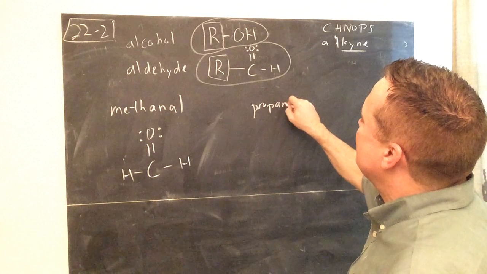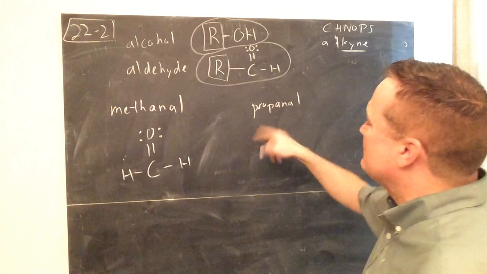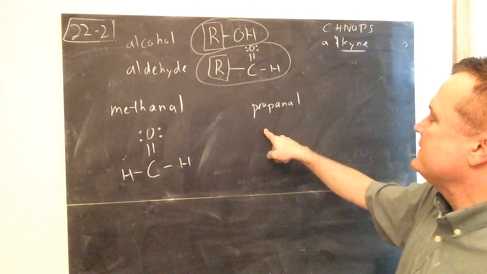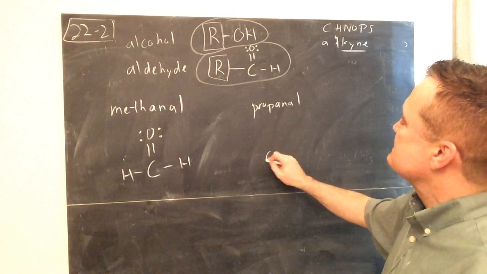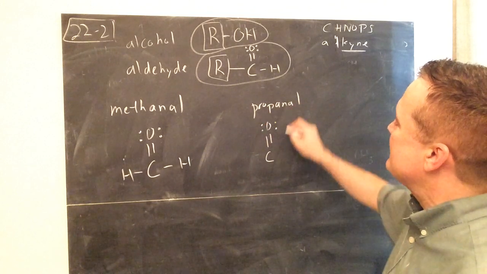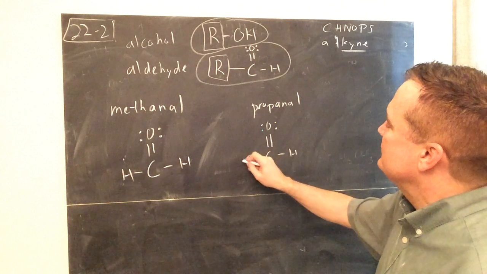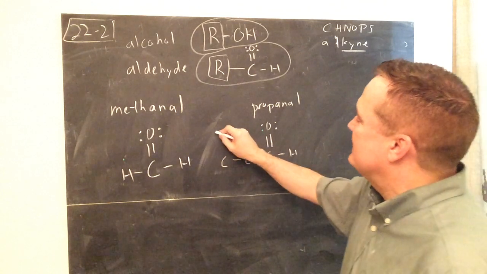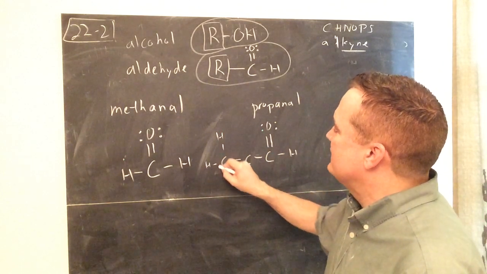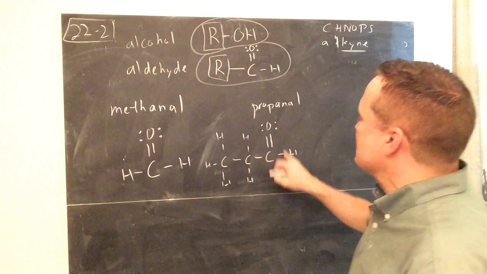I told you to do methane and butane, but it's okay, propane too. Maybe I'll do that one too. All right, propanal would look like this. Remember how many carbons are in propane: 3 carbons. So I've got 1, 2, 3, just like that. Now put H's on everything else, and that one has 4.